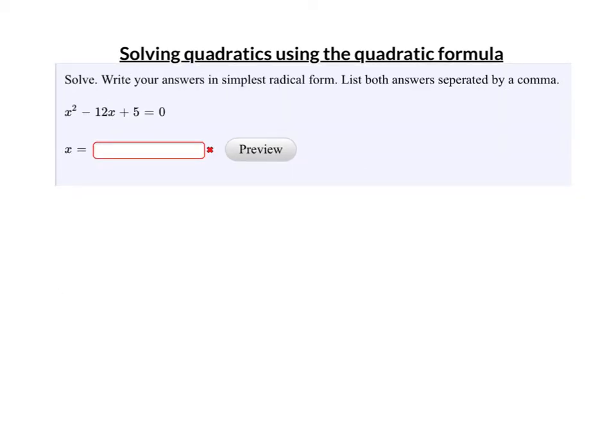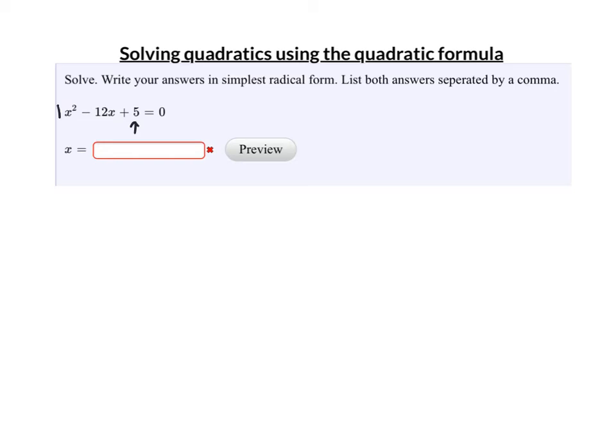As we look at this next example, you'll see it doesn't factor. There are no factors of 5 that add to 12. So this doesn't have nice answers. So we're going to have probably square roots in our answers. But let's read off A, B, and C.